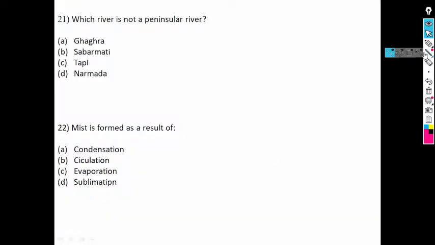Next, which river is not a peninsular river? Ghagra, Sabarmati, Tapi, and Narmada. Here Ghagra is not a peninsular river. Narmada is no, Tapi is no, Sabarmati is no. It is your Ghagra. Ghagra is a Himalayan river that generates from Tibet and Nepal.